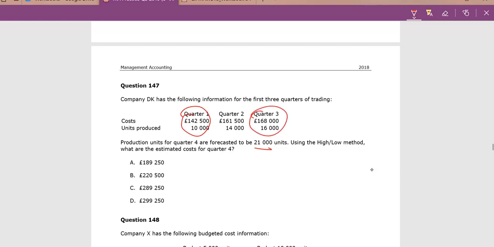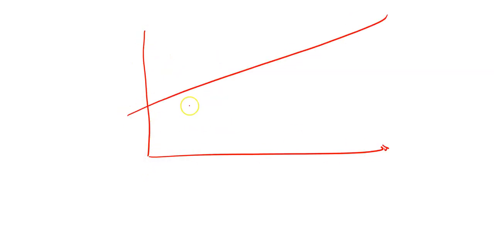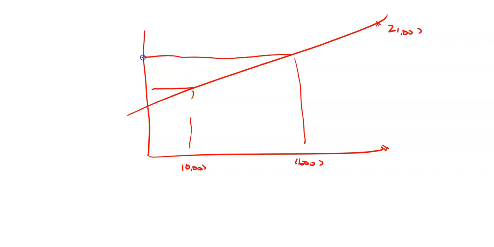And then we need to predict for this. So let's plunk our figures onto a new sheet very quickly. Again, what we have here is something that looks like this, right? And then it tells me here that I have 10,000 units, and I have 16,000 units. I'm trying to predict something happening over here for 21,000 units, right? So what do I have? Again, here for 10,000 units, I have costs of 142,500, and here for 16,000 units, I have costs of 168,000.